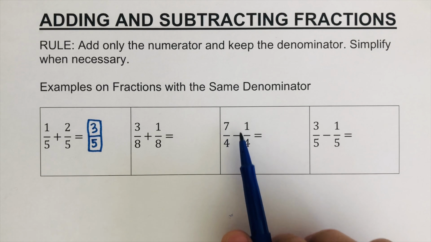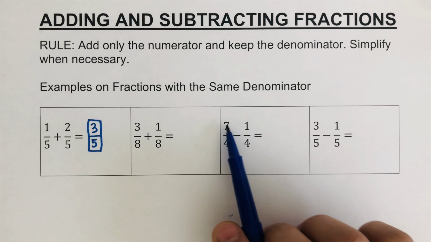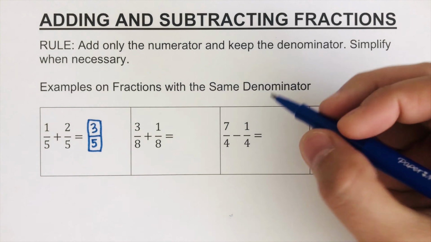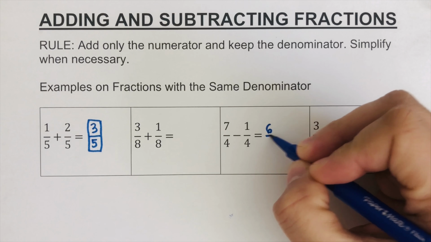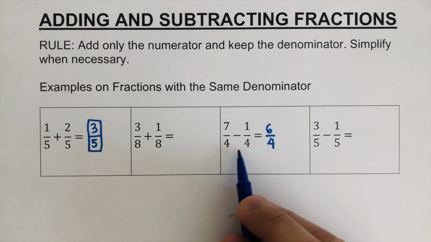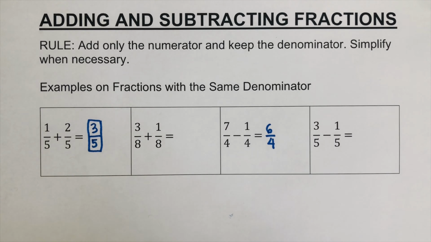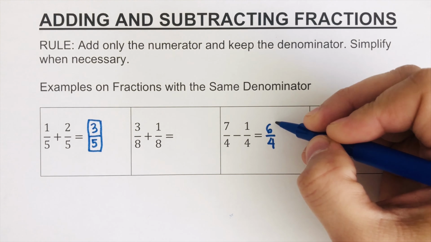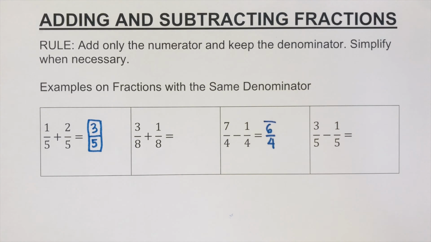So subtract the top, and then that is 7 minus 1 is 6/4. Again, the denominator will be kept. If they're the same, we don't have to do anything to it. Just keep it. So this is 6/4.